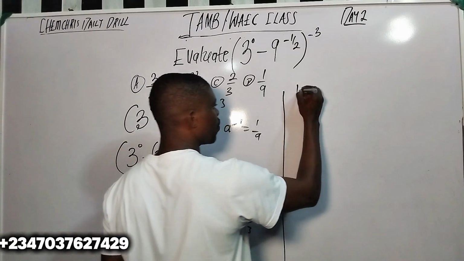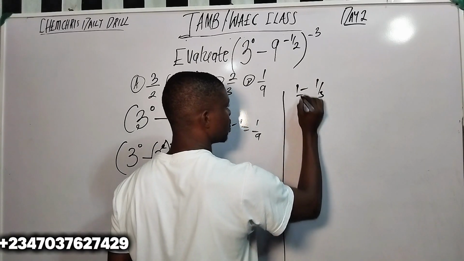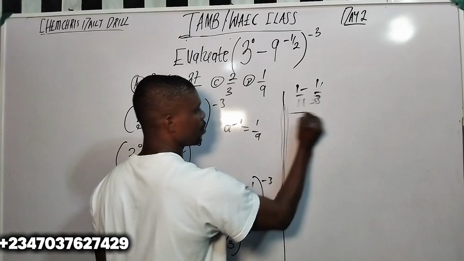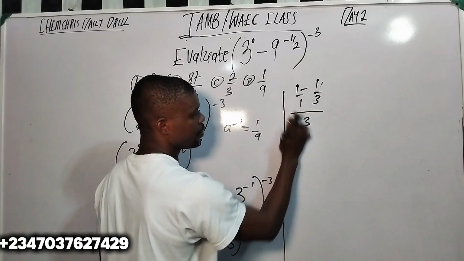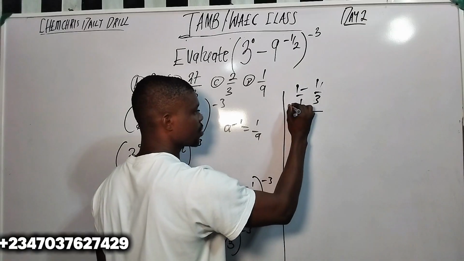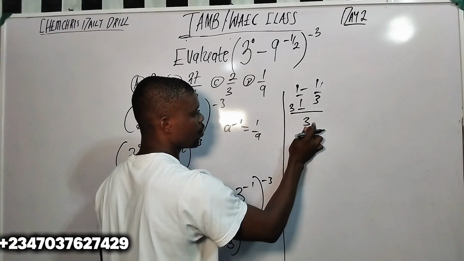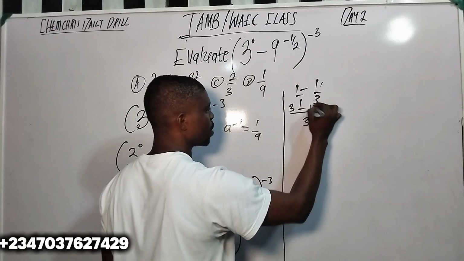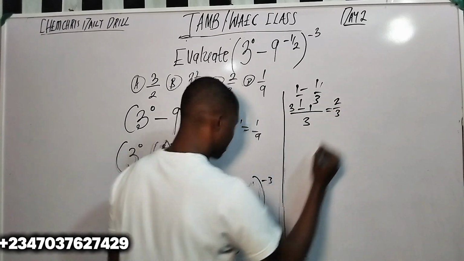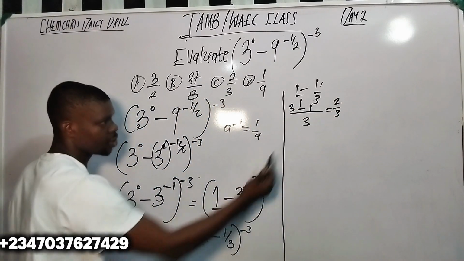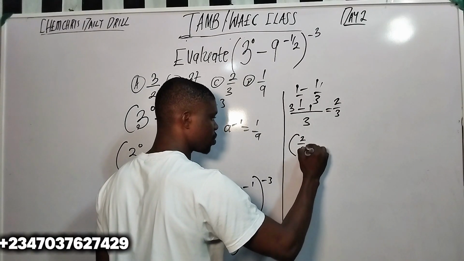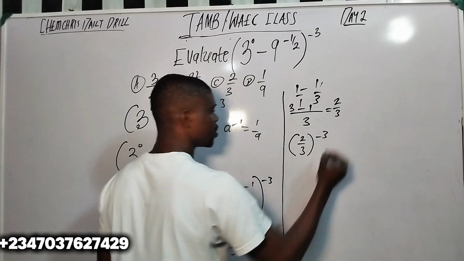So let me evaluate this one here. If I evaluate 1 minus 1 over 3, what will be the answer? It's a fraction, going to be over 3, because the LCM is 3. 1 going into 3 is 3, 3 times 1 is 3, minus 3 going into 3, 1, and 1 times 1 is 1. So here we have 3 minus 1, which is 2 over 3. So I'll just write it here: 2 over 3, all raised to minus 3, right?